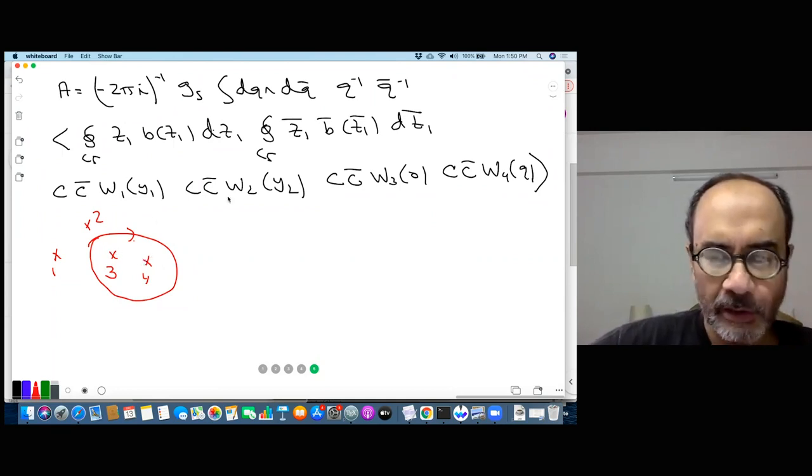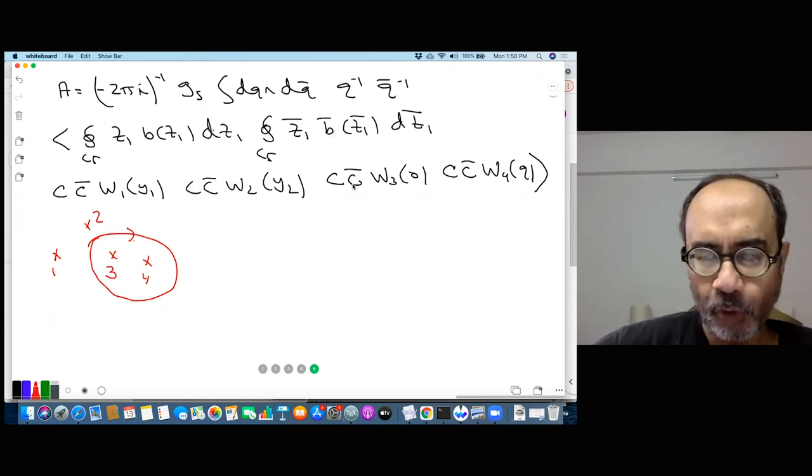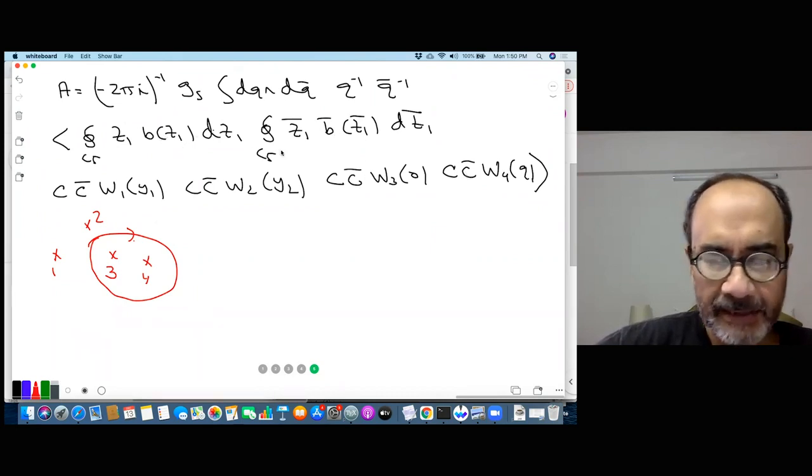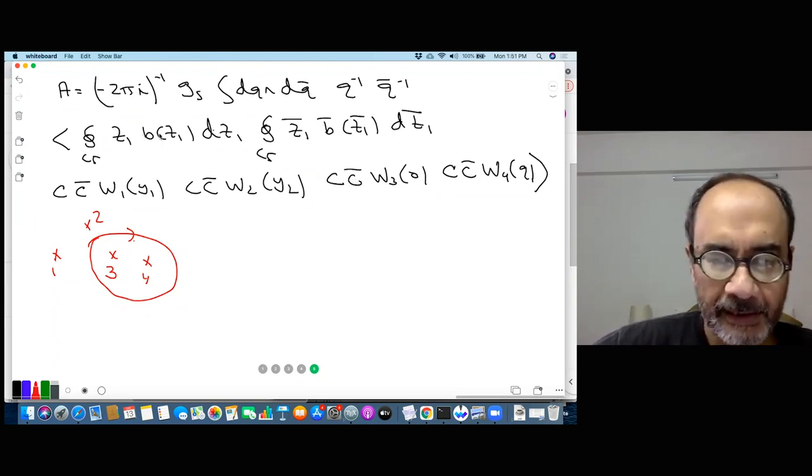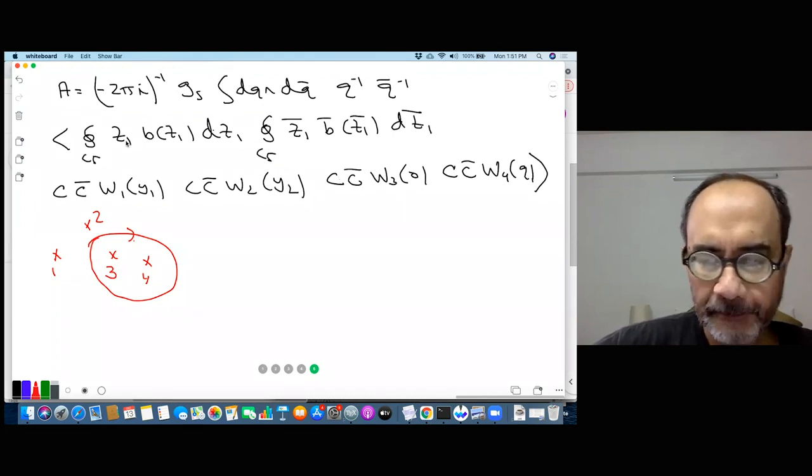The residues are in general non-zero because B bar, for example, has a single pole at C bar. Similarly, this B has a pole at C. But you can see that the residue from here will vanish because of this Z1 bar. B bar of Z1 bar, W3 of 0 has a 1 over Z1 bar, but because of the Z1 bar, that pole is killed. So you don't pick up any residue from here. Similarly, this one also doesn't pick up any residue, because B with C has a 1 over Z1, but this Z1 kills it. So the only residue that we pick up is from here.